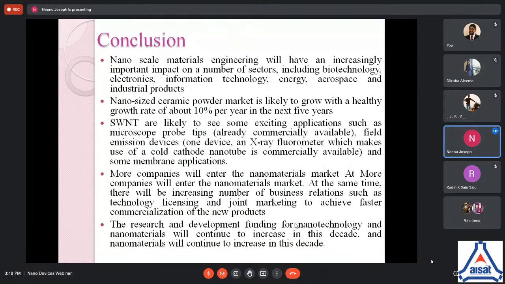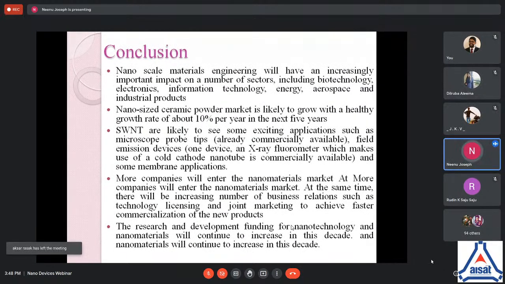Conclusion: nanoscale materials will have an increasingly important impact on a number of sectors, including biotechnology, electronics, information technology, energy, aerospace, and industrial products. The ceramic powder market is likely to grow at a healthy growth rate, 10% per year in the next 5 years.